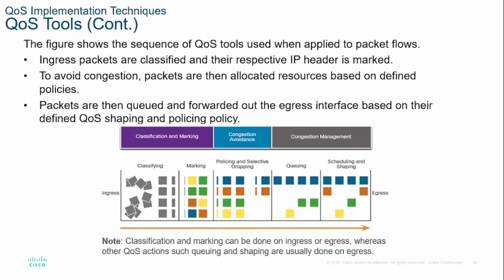As shown in the figure, egress packets, or gray squares, are classified and their respective IP header is marked, colored squares. To avoid congestion, packets are then allocated resources based on defined policies. Packets are then queued and forwarded out of the egress interface based on their defined QoS shaping and policy.